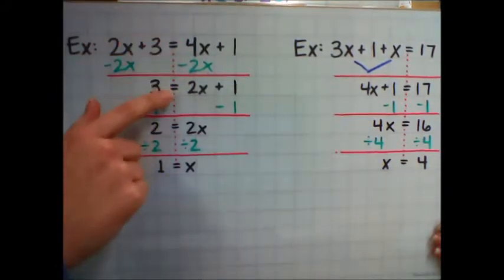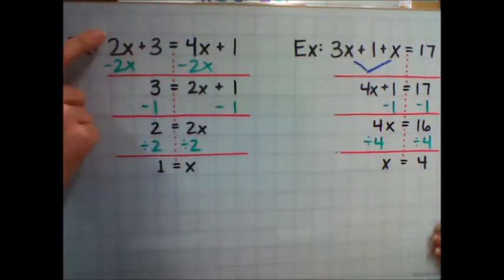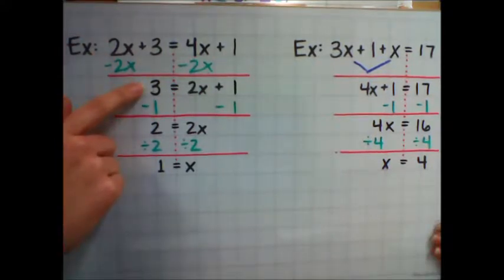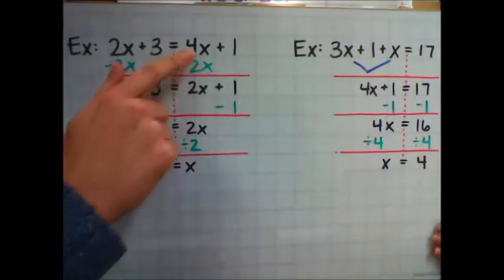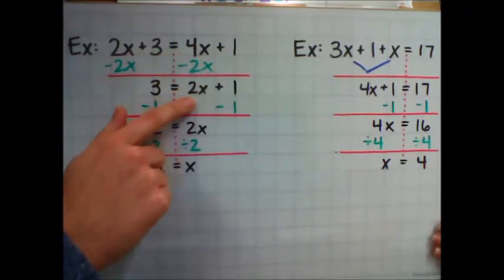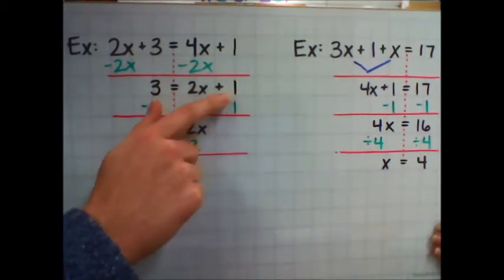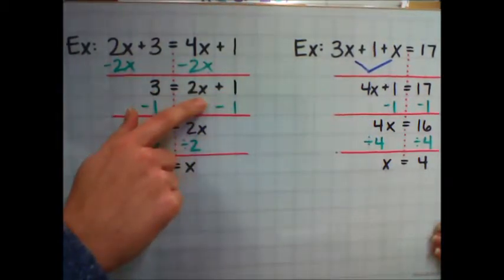Keep that equals sign in line. 2x minus 2x cancels, and all I'm left with is the 3, equals 4x minus 2x is 2x plus the 1. Now my x is just on one side.